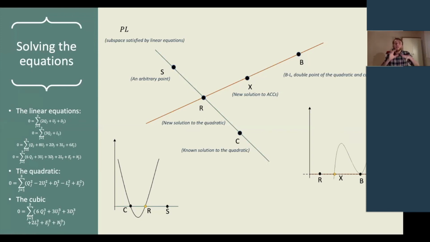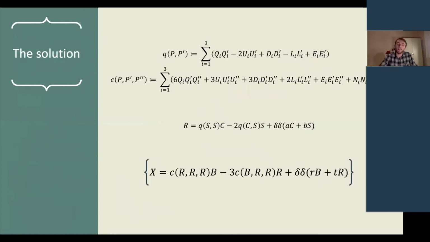Okay, that is the solution, or the geometric method behind the solution, and the interpretation of the solution. This is the solution written out explicitly. Of course, I'm not going to spend long telling you about this. The q and the c are just functions. This is the point R in my previous slide, and this is our new solution X. The delta functions take account of certain special cases I'm not going to talk about.